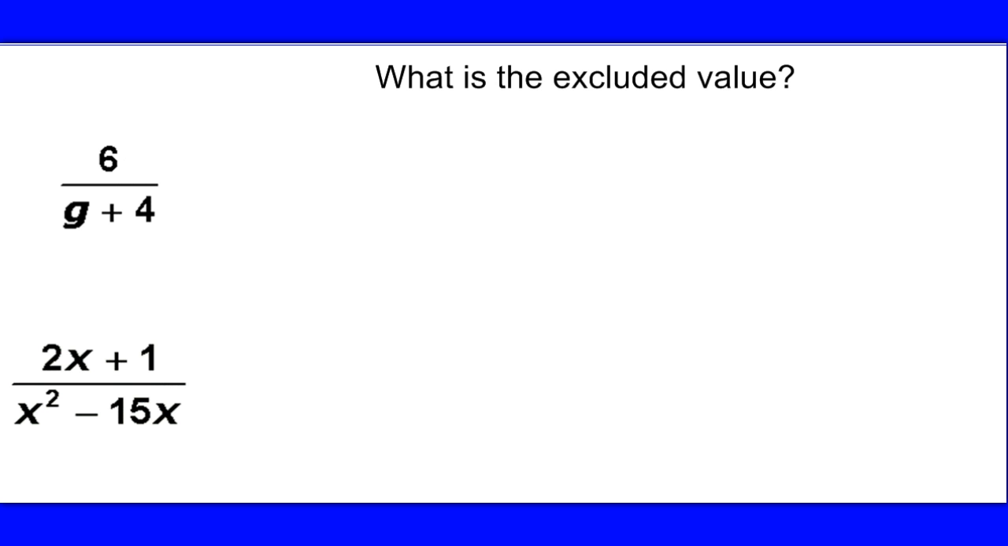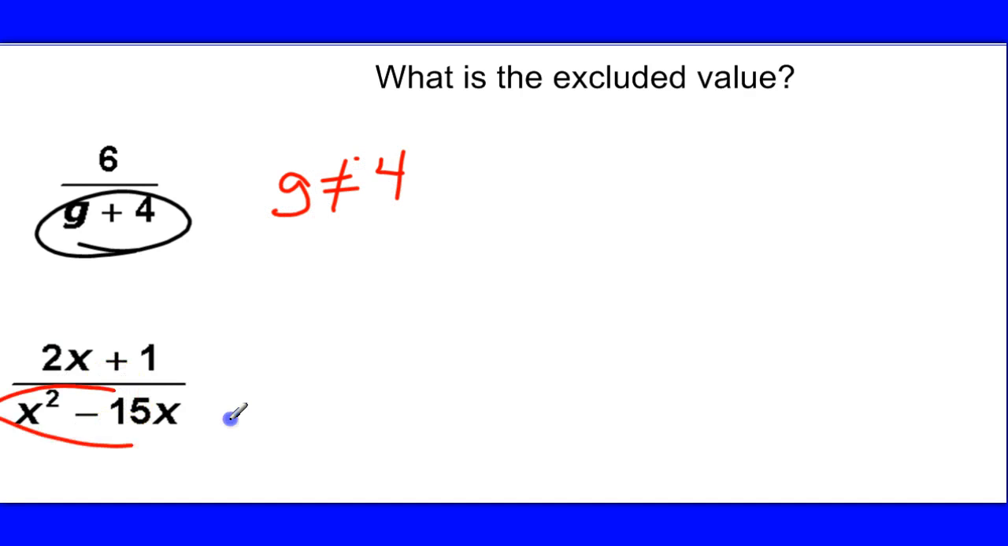To just refresh that again, what would be the excluded values here? Well, when you look at this denominator, what value for g would make this denominator equal to 0? So g cannot equal -4.